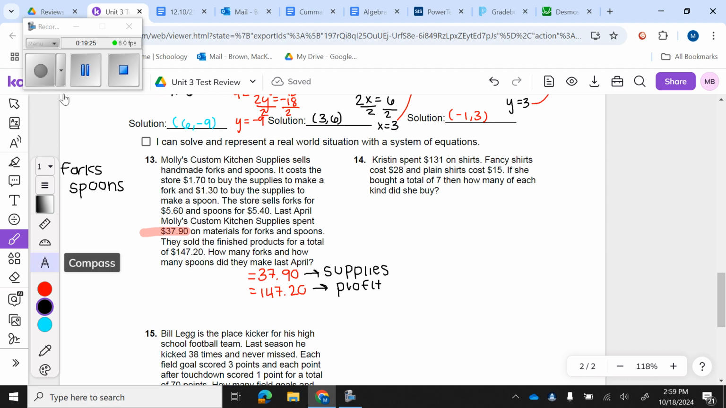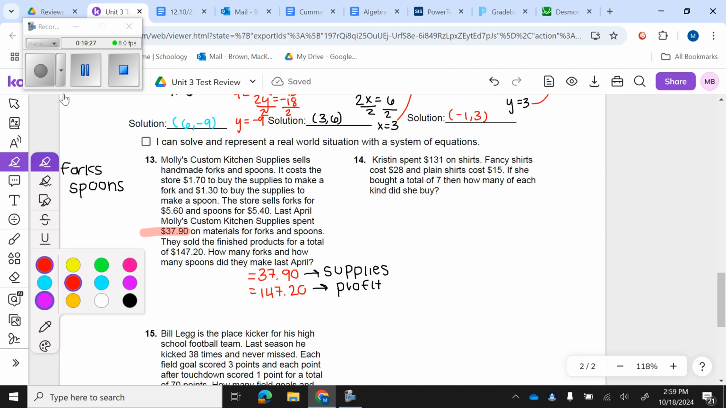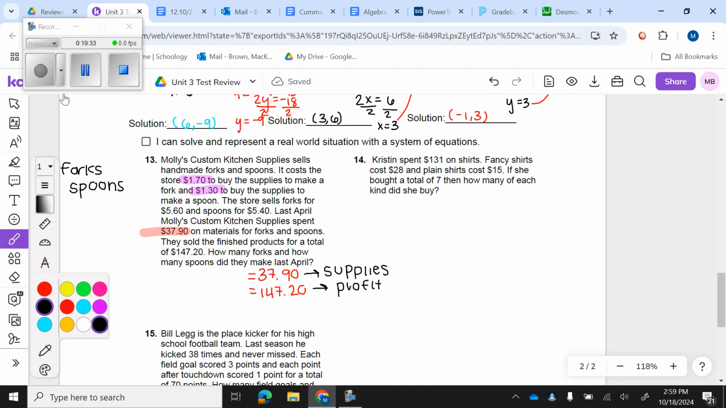So let's see how much it costs in supplies for a fork. Well, the supply for a fork is $1.70. And the supply for a spoon is $1.30. So I'm going to have 1.7 for a fork, so 1.7F plus 1.3Y equals $37.90.